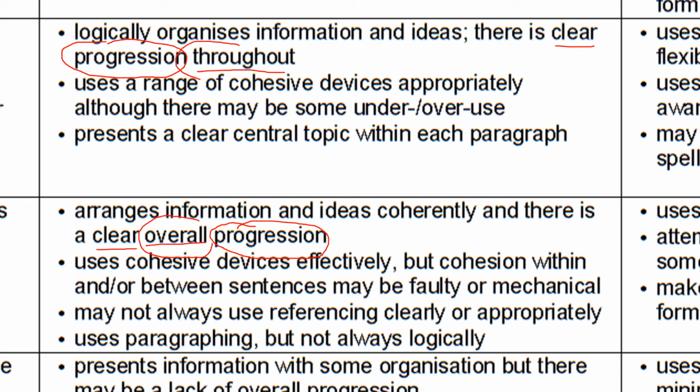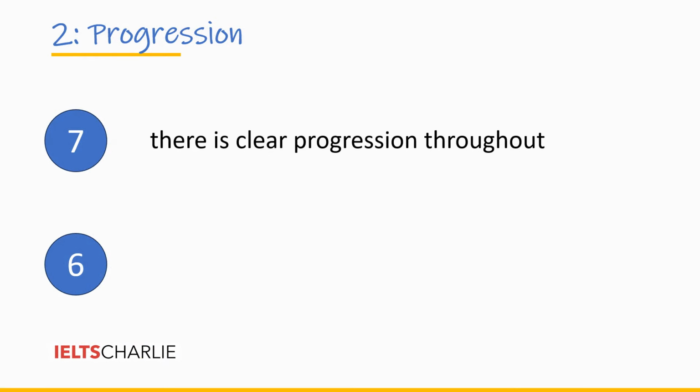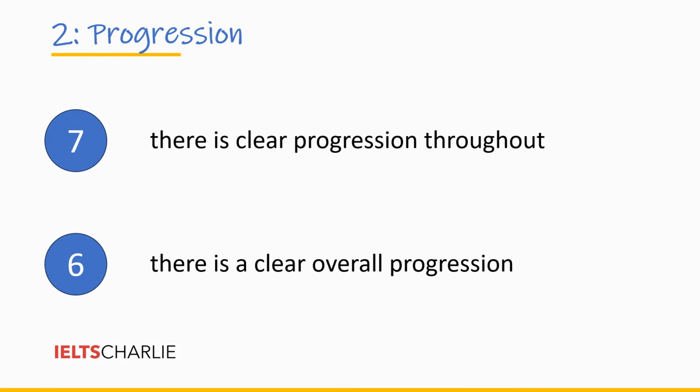Well, what does that mean in real terms? Let's pull those terms out again. Clear progression throughout at Band 7, clear overall progression at Band 6. Progression basically means, is your essay going somewhere? Do sentences add something to your essay, or are you just repeating yourself? Band 6 essays have overall progression. That means they go from A to B.